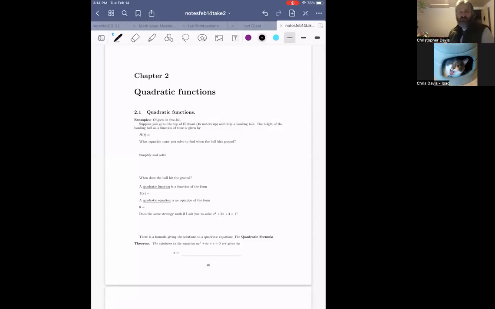Hello. So, this represents what will be part one of three for today's lecture on quadratic functions. So, let's start by just thinking about what a quadratic function means.